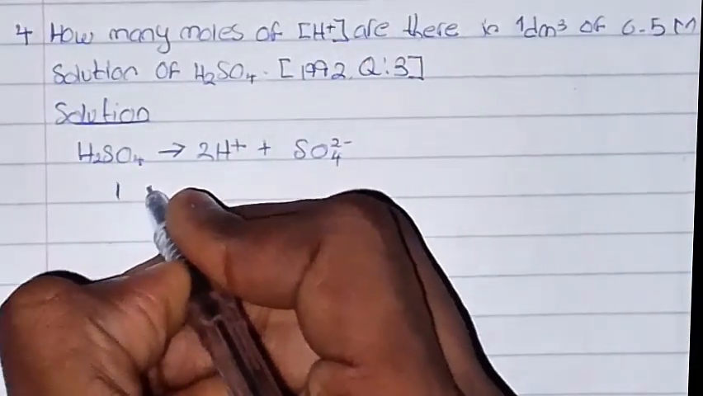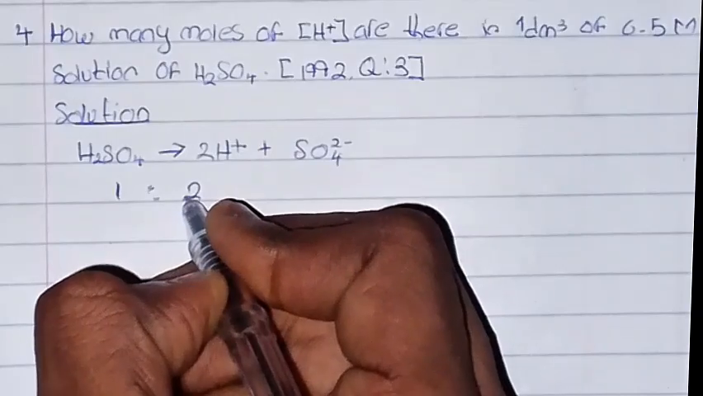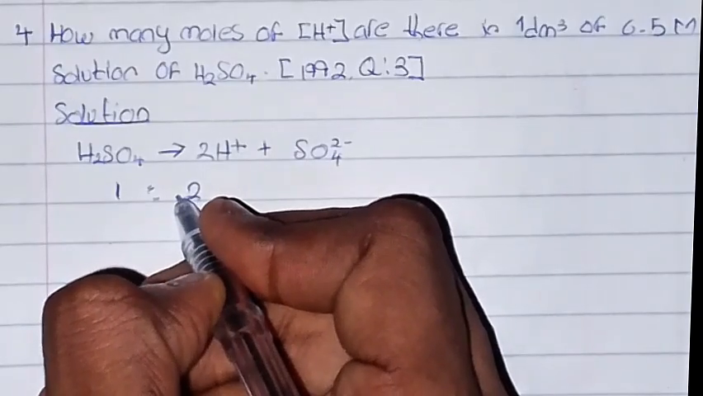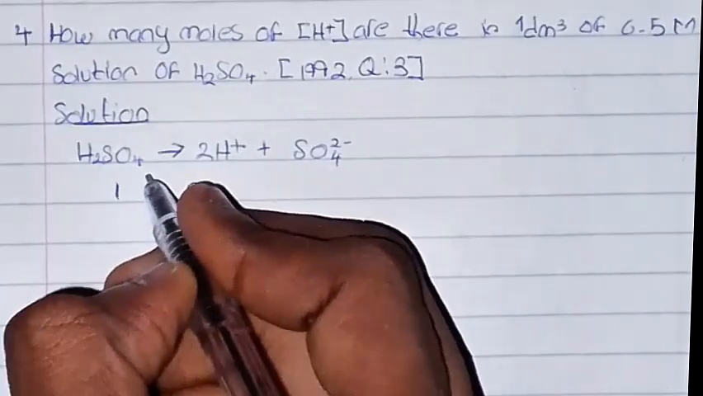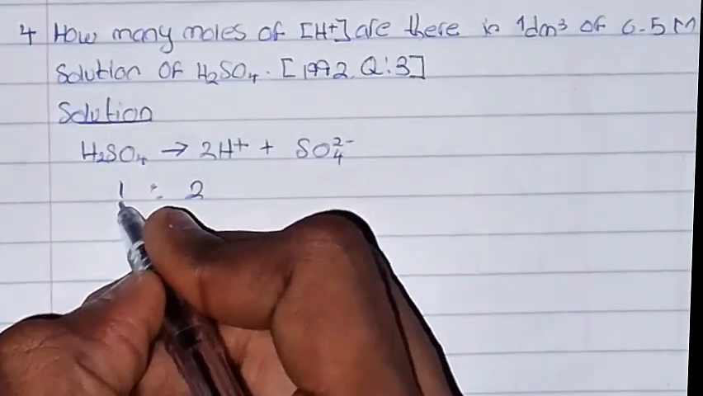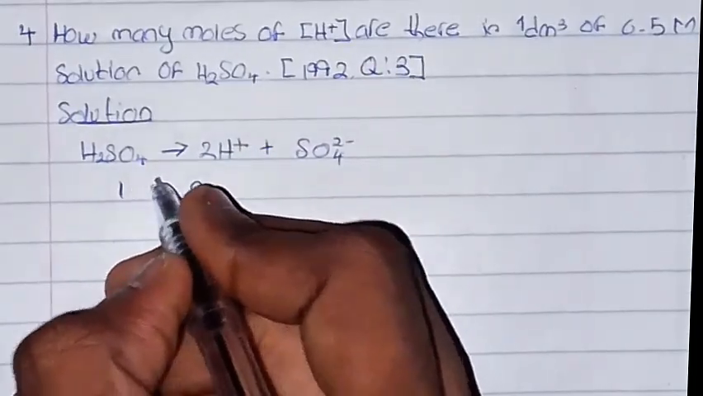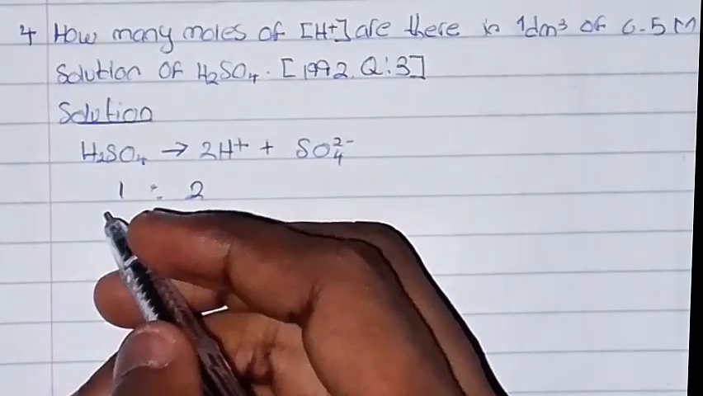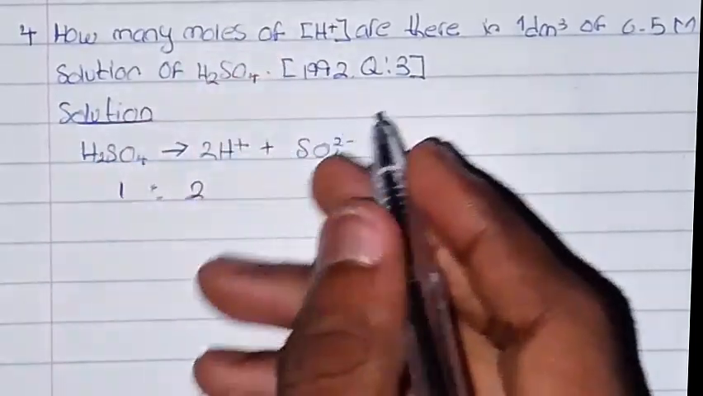So 1:2 for the balanced equation, right? And now they ask how many moles of H+. So meaning we need to find the number of moles of H2SO4. How do we do that? We need to find the number of moles of H2SO4 first.